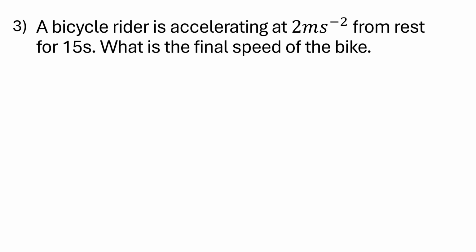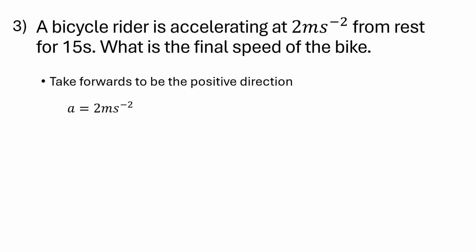Okay, a bicycle rider is accelerating at 2 meters per second squared from west for 15 seconds. What is the final speed of the bike? So here you don't really need to say it explicitly in these sorts of questions because it's not like an up and down, it's just forwards, and we can assume that the direction you're starting is going to be the positive direction. But for the purpose of consistency, I am going to make a statement: take forwards to be the positive direction. The acceleration will be 2 meters per second squared.